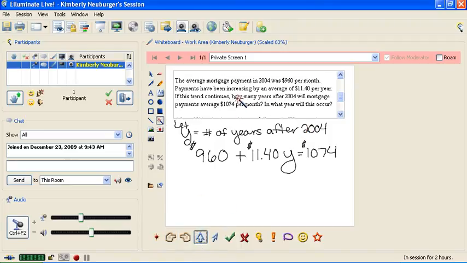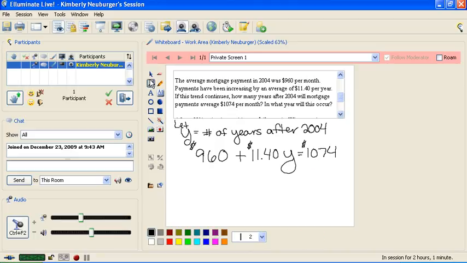First thing we knew is it was asking for how many years after 2004. So we let our variable be the number of years after 2004 because that was the unknown. Then we had to see how you get your payment for those years after. You start with this value from 2004 and then you add on $11.40 for each year. So that's the $960 plus $11.40 for each year. And we want to know, when is that going to equal your 1,074?